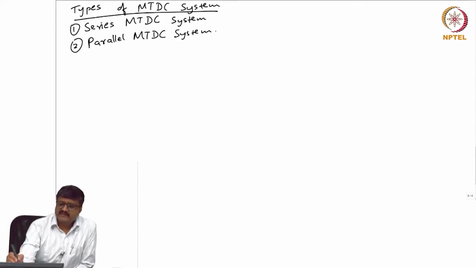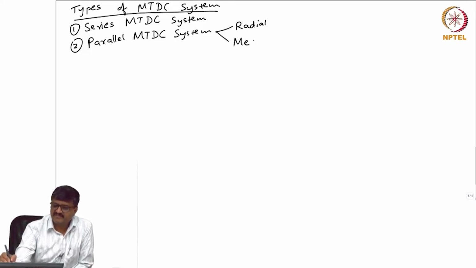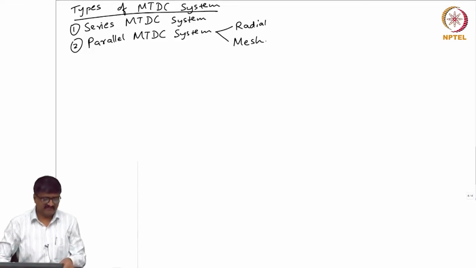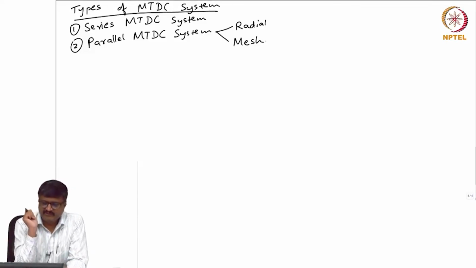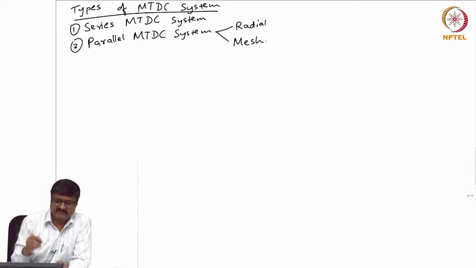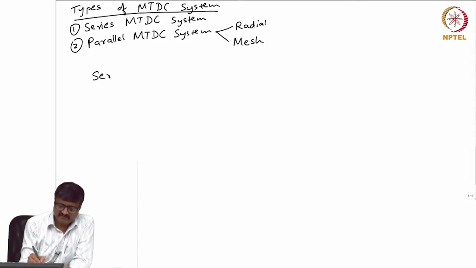And in parallel again there are two types. One is radial MTDC system, other one is mesh MTDC system. Now, as we have been discussing so far, I will not try to start with a precise definition of what is series, what is parallel. We will try to give an example. Example will convey better instead of trying to formulate a definition. So, if I want to know what is series MTDC system, I will start with an example.